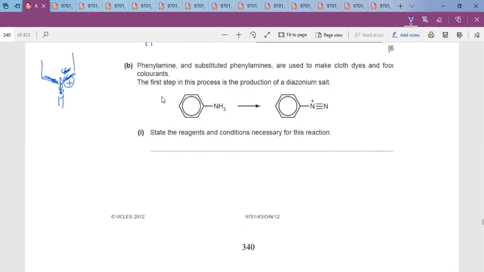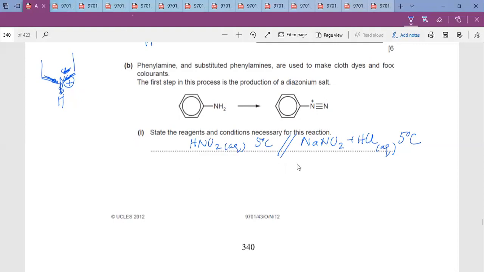Okay, the first step is to produce the diazonium salt. The positive sign is right there. State the conditions, very simple. If you have a tablet like me, you can write it here. HNO2 at what temperature? 5 degrees centigrade. Or sodium nitrite. I keep on repeating this, my friends, because I know how slow you are and how little you retain. Keep on writing. When you write something, your brain will register it.